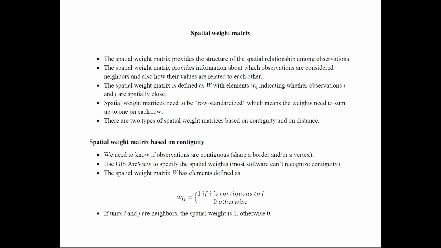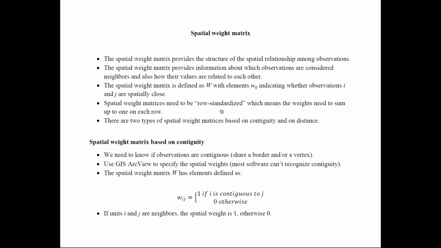Okay, so next let's talk about the spatial weight matrix. We would have a matrix of weights, and these weights would provide the structure of the spatial relationship among the observations. So the matrix would provide information about which of the observations are considered neighbors and how their values are related to each other. We will define the spatial weight matrix as W, and the elements, small w_ij, would indicate whether observations i and j are spatially close.